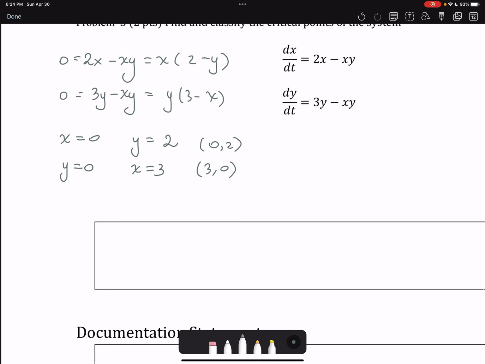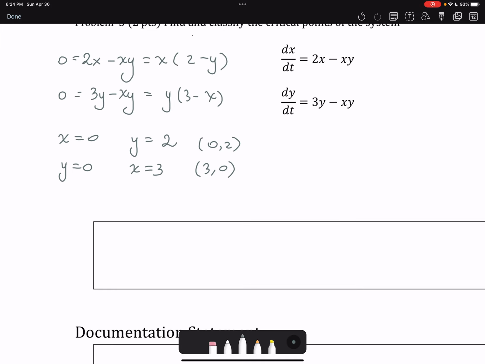Let me double check. Because here, if I put x of 0 here, I'm going to get y of 0. And if I put a y of 2 in here, I'm still going to get x equals 3. And if I put x equals 3 here, I'm still going to get y equals 2. So I think actually we get more solutions. We get 3 and 2. And then if I put y equals 0 here, I get x equals 0. So we get the 0, 0.